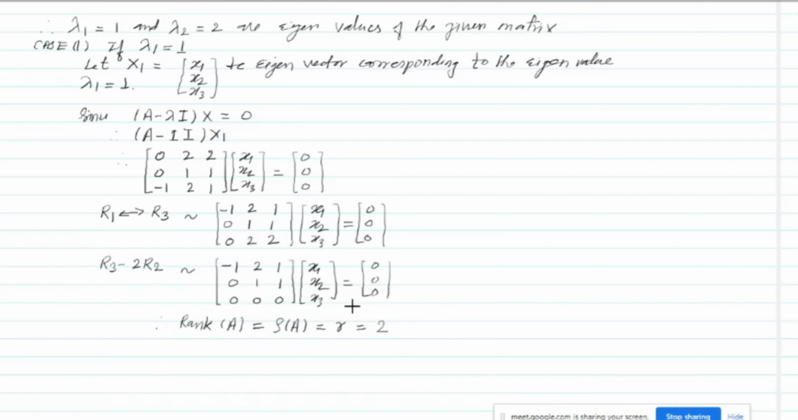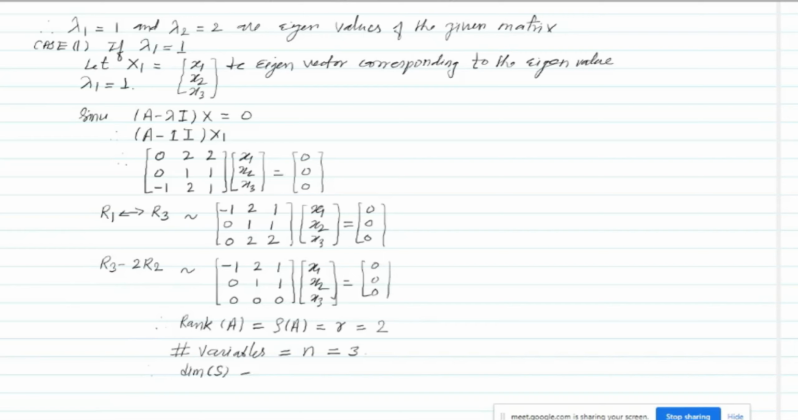And the number of variables, how many variables are there here? 1, 2, 3. So the number of variables is n, and this is equal to 3. So we can find the dimension of solution space, how many eigenvectors will be there corresponding to eigenvalue lambda 1 equal to 1. Therefore we write the dimension of solution space.